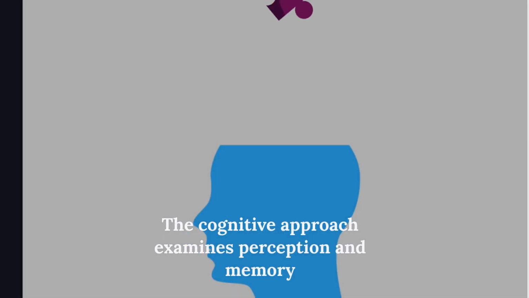The cognitive approach treats the mind like an information system. It examines perception, memory, and problem solving. Thoughts directly influence emotions and actions. Cognitive behavioral therapy, CBT, addresses unhelpful thought patterns. This approach is evidence-based and widely applied.